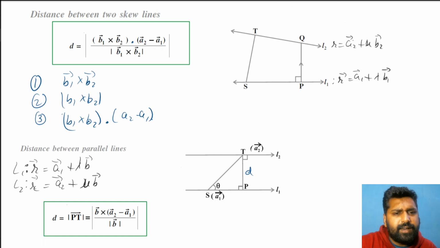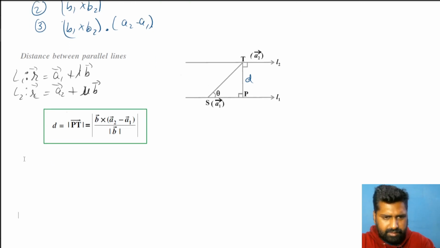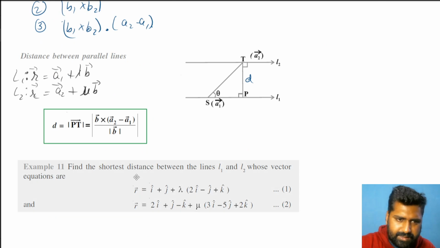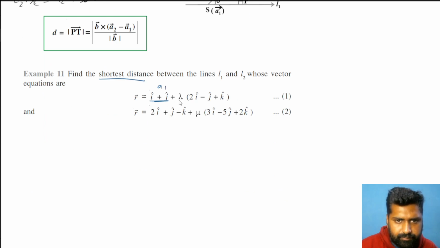If the question says find the shortest distance between two lines, by default assume they are skew lines. If the question says the lines are skew, he is asking for the distance between skew lines. This time he is not saying the lines are skew, but you have to understand that shortest distance between two lines means the lines are skew. So this is your a1, that's your b1, this is your a2, that's your b2.